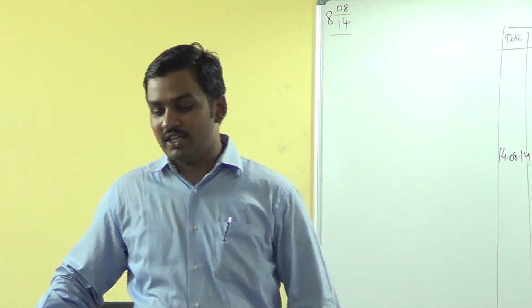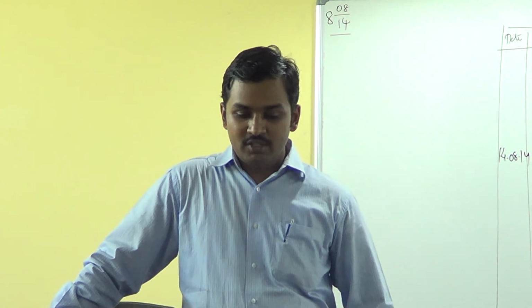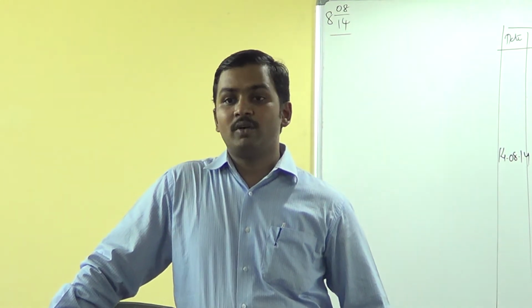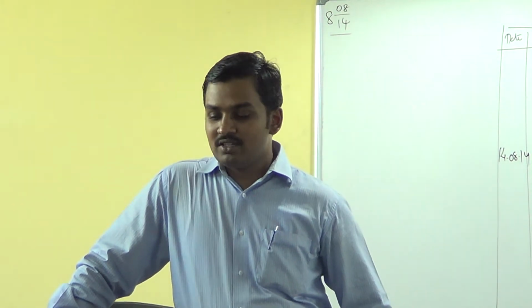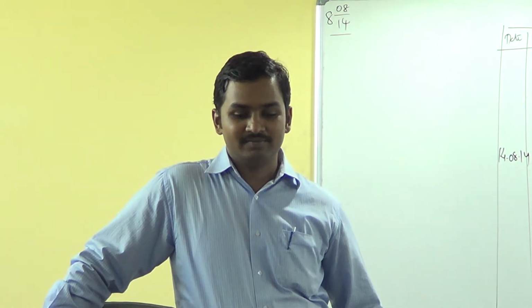Next. Cash received from Jitesh. How much was the amount? 50,000, no? Cash received from Jitesh, 49,000 in full settlement.